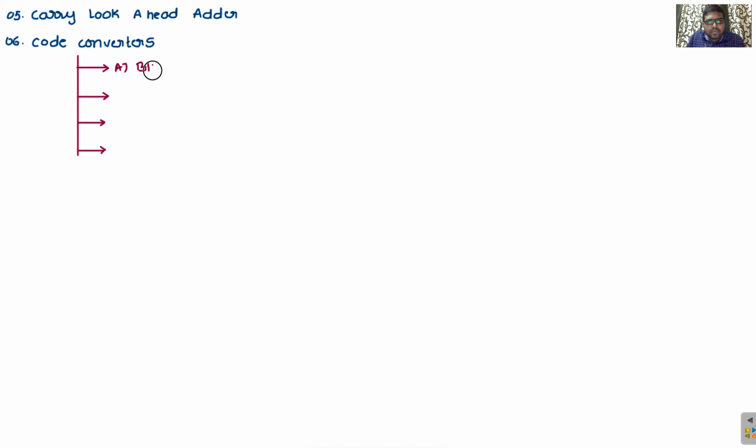So binary to Gray code converter. Okay, and next one, Gray code to binary code converter.